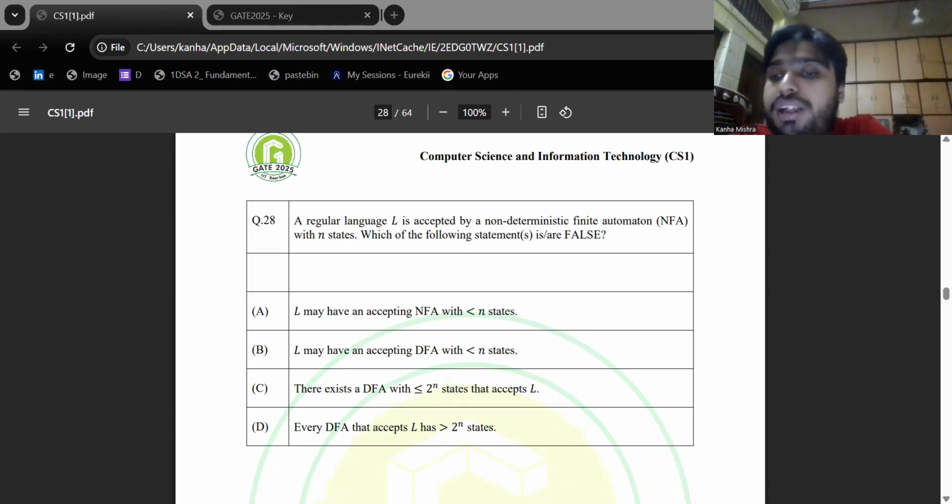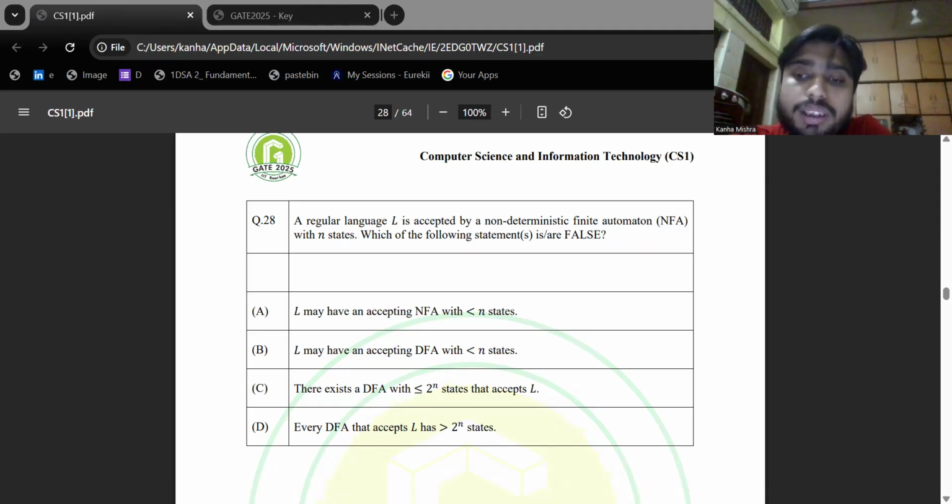Option B: L may be accepted by a DFA with fewer than n states. Can a DFA have fewer states than the original NFA? The option means whether a DFA can have fewer states than the NFA. It's possible, it can happen.